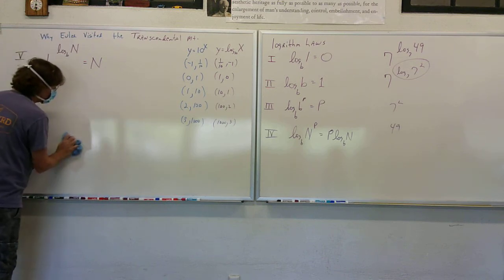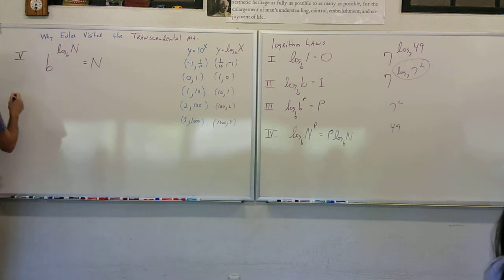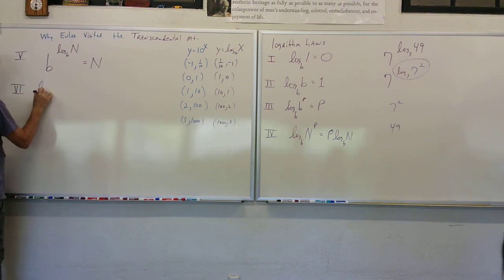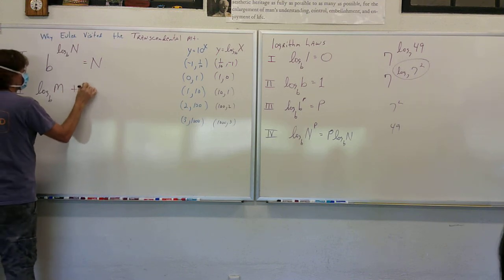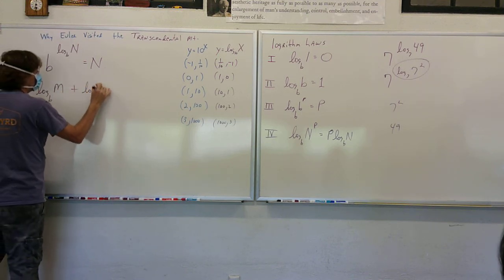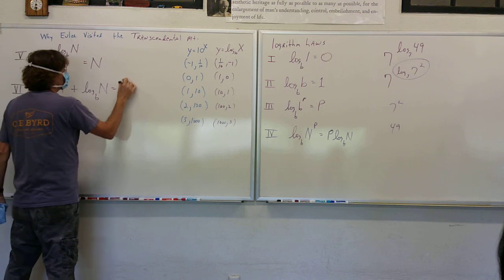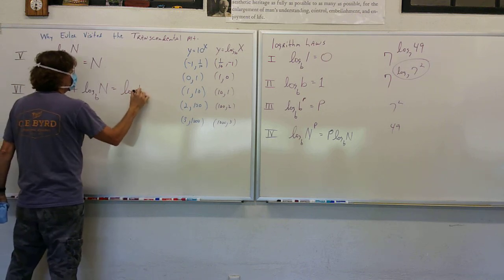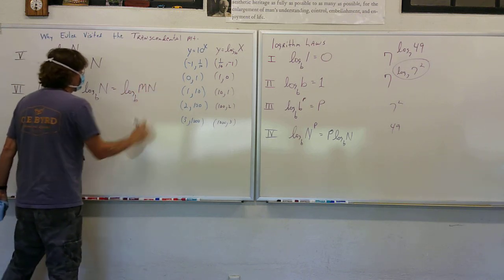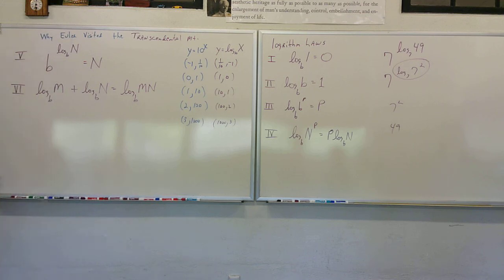Now, Rule 6 is an easy one, if you'll just believe it works. You have log base b of m plus log base b of n, and that equals log base b of m times n. That's so that you can combine two logs with the same base together.